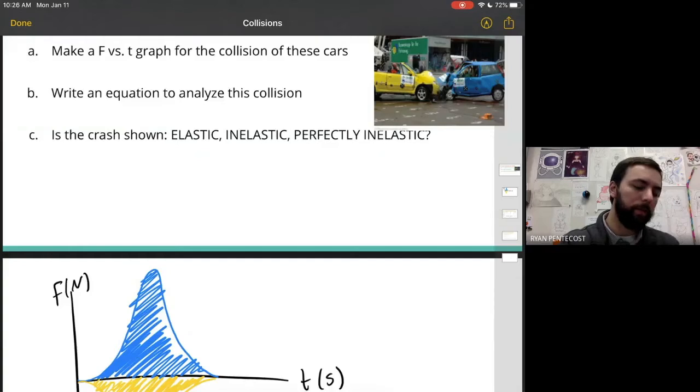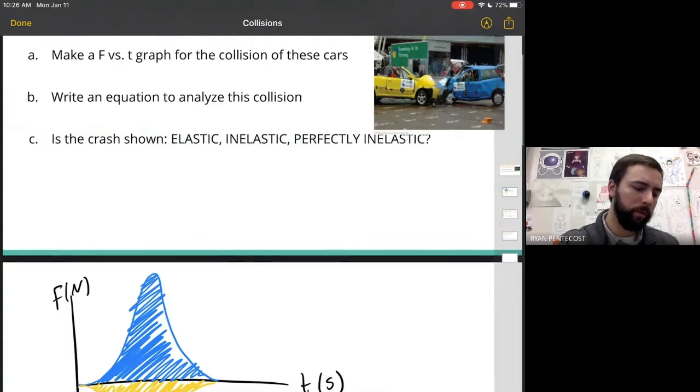Now, the screen froze a little bit. Let's see, is it frozen on here? Yeah, it's frozen on there. Let's see, there we go.